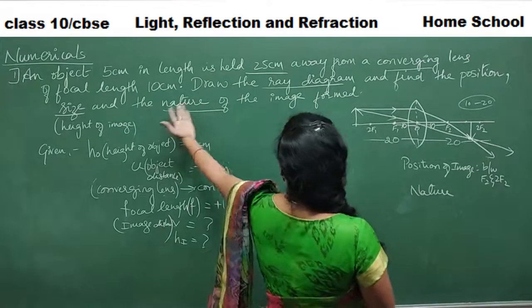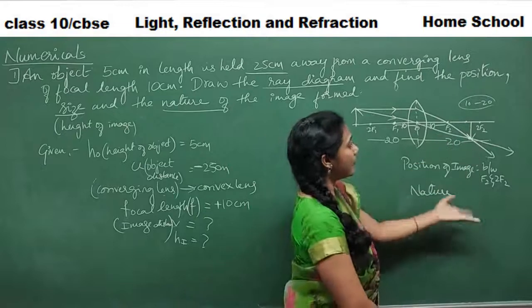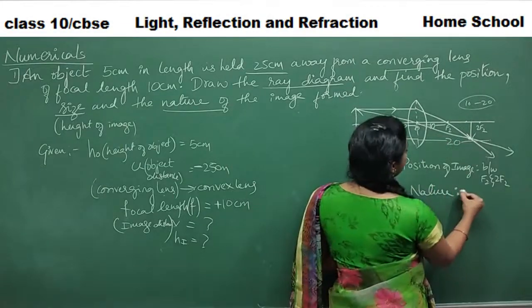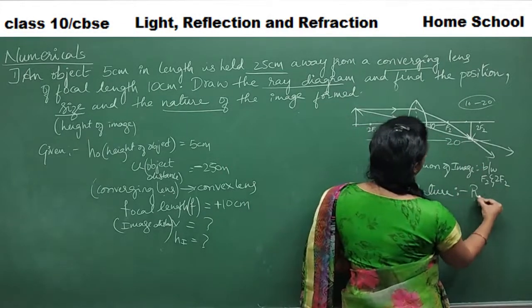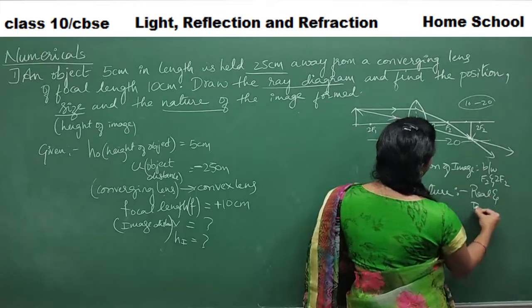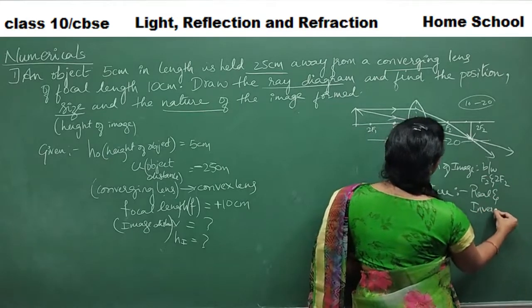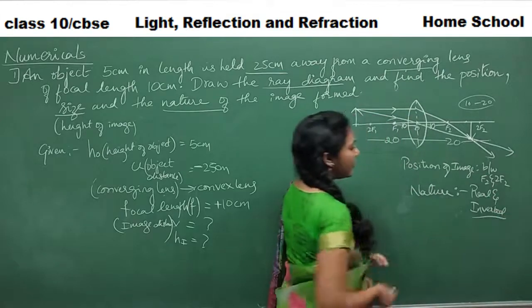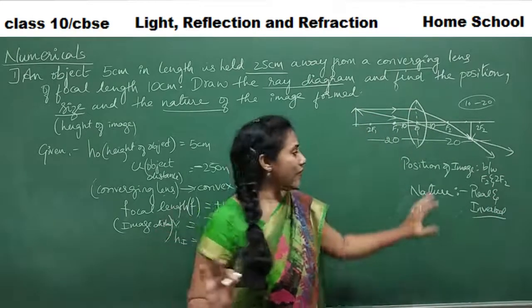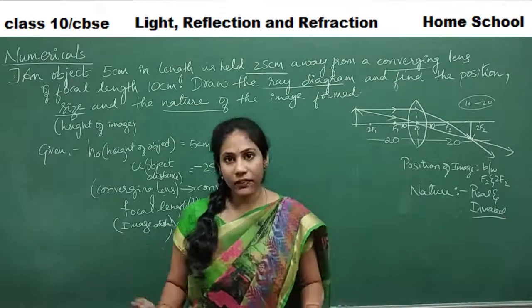That is, they asked you to find the nature, no? Yes, the ray diagram we have drawn. So we can easily say that the nature is a real and inverted image. Wherever an inverted image is there, that will be a real image. So the answer for one question is over. Nature is real and inverted image.